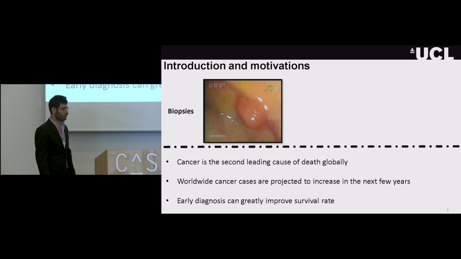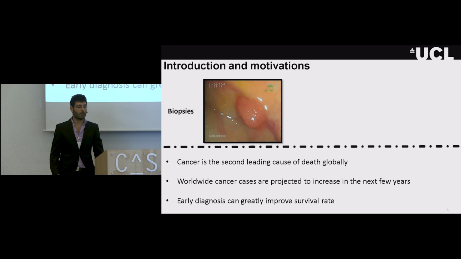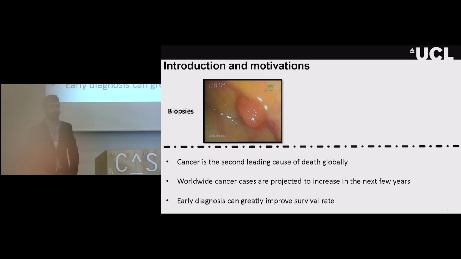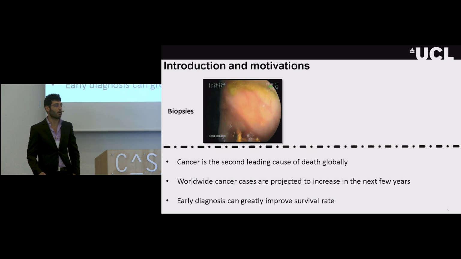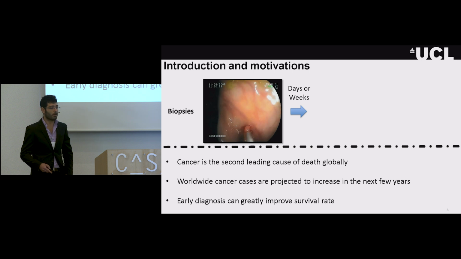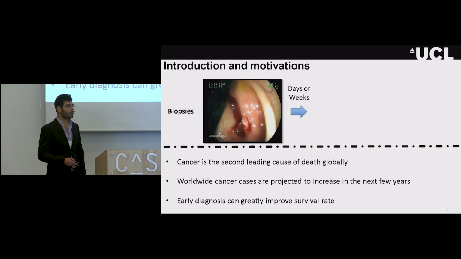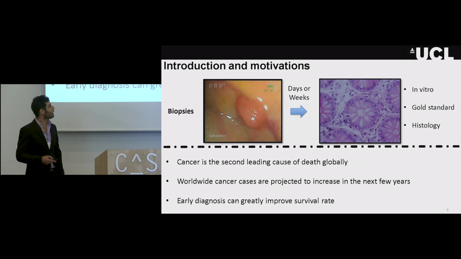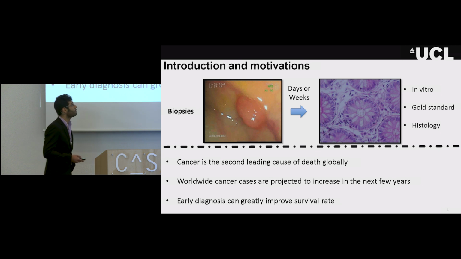How can we do early detection? Usually, during a physical examination, if the GP finds something suspicious or there is something abnormal in a scan image, they suggest doing a biopsy. Biopsy is a procedure where the surgeon removes a small piece of tissue from your body and sends the tissue to a special lab. After days or weeks, the patient and the GP receive a histology result. This is the gold standard for the diagnosis of cancer.